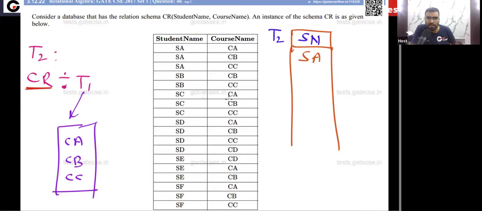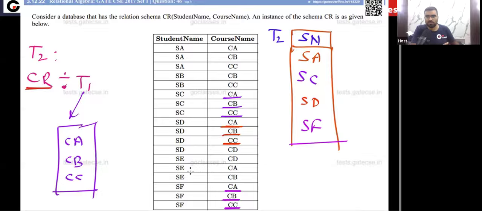What about SC? SC has taken CA, CB, CC. So SC will come. Next, what about SD? SD has taken CA, CB, CC. So SD will come. Next, what about SE? Let's check SE. SE has not taken CC. What about SF? SF has taken CA, CB, CC. So SF will come. Is this clear? So the final answer will be four tuples in T2: SA, SC, SD, SF.